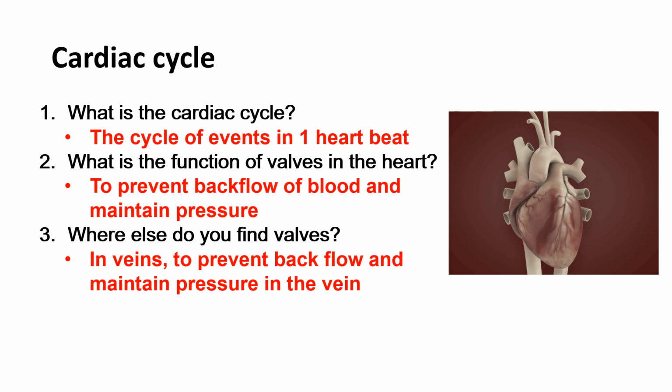Valves in the heart prevent backflow of blood and also maintain pressure. And so they're really important, especially in the aorta and pulmonary arteries, to maintain high blood pressure and ensure the blood is moved to the right location. And you don't only find valves in the heart, you also find them in the veins. And again, they prevent backflow and maintain blood pressure. So they make sure that the blood moves through the veins back to the heart.